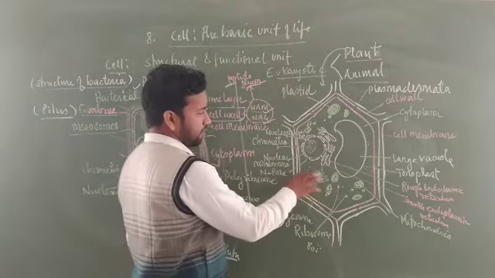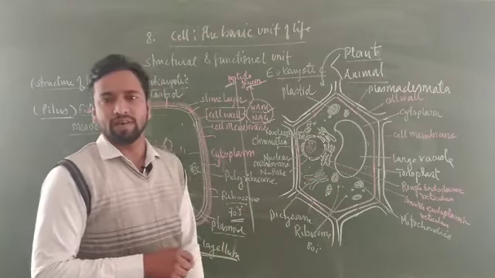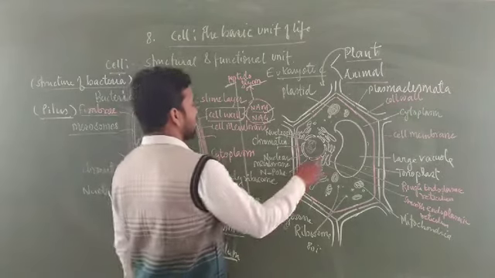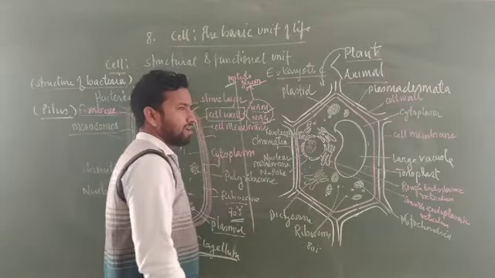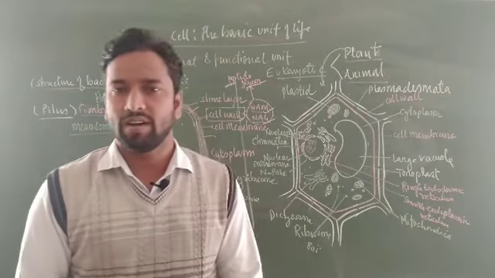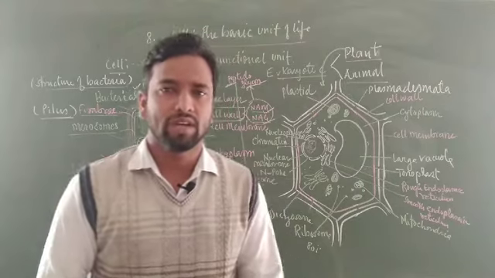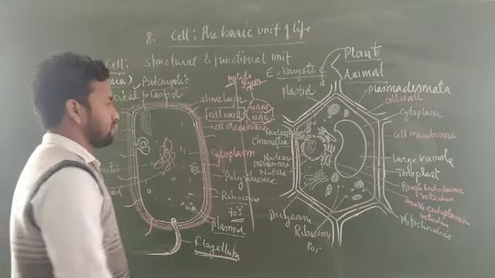No, here no centriole is found, but in animal cells centriole is found. Here, large vacuoles are present in the plant cell, but in animal cells vacuoles are too small if present, and in some cases no vacuoles are found. Such a large vacuole is not found.